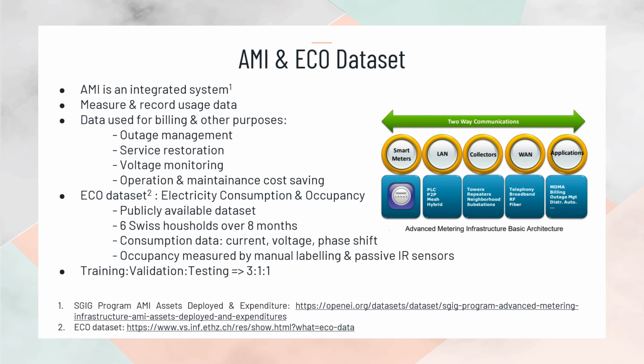The ECO dataset is a publicly available AMI dataset. It was gathered from 6 Swiss households over an 8 month period. The data contains values of currents, voltages, and phase shifts. The occupancy is measured by manual labeling and passive IR sensors. The authors have divided the data into 60% training, 20% validation, and 20% testing subsets for the experiments.